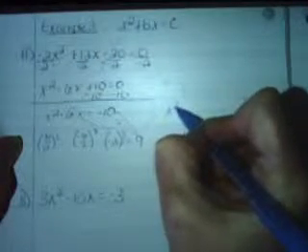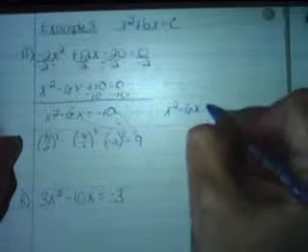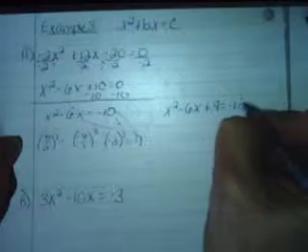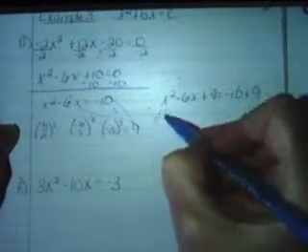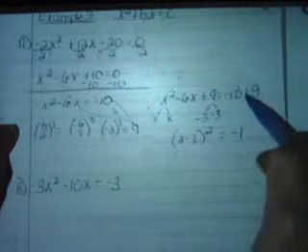So I'm going to have x squared minus 6x plus 9 equals negative 10 plus 9. Factor this, I get x times x, 3 times 3, and they have to be negative. So I have x minus 3 squared equals negative 1, because negative 10 plus 9 is negative 1.